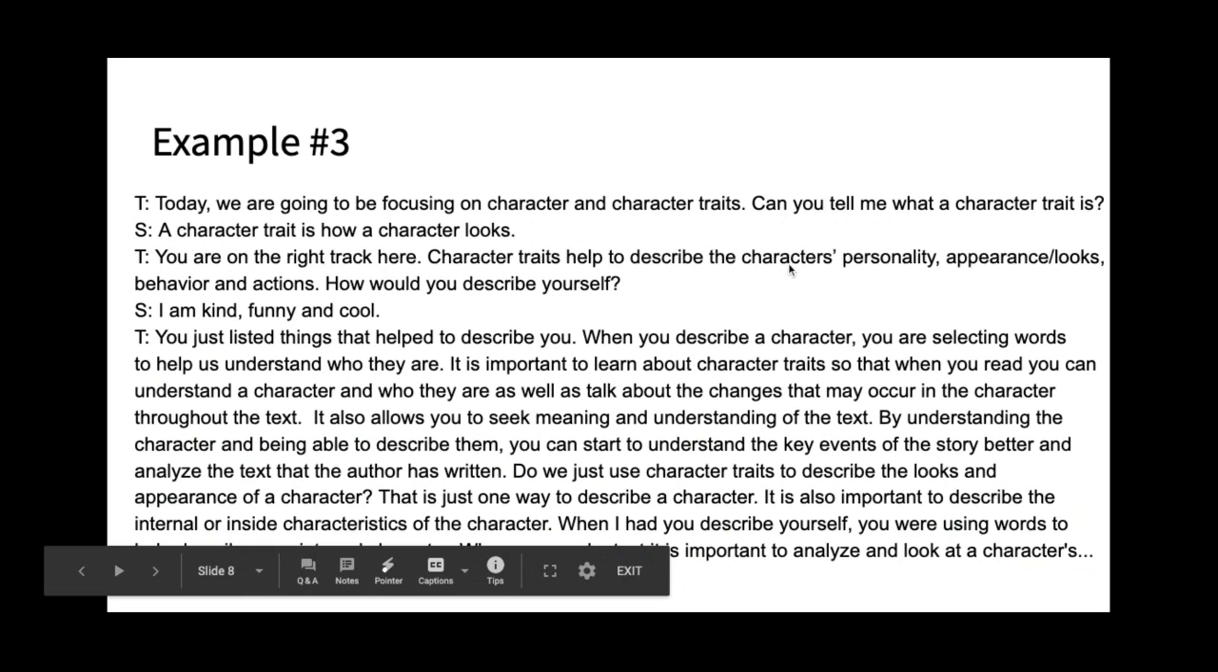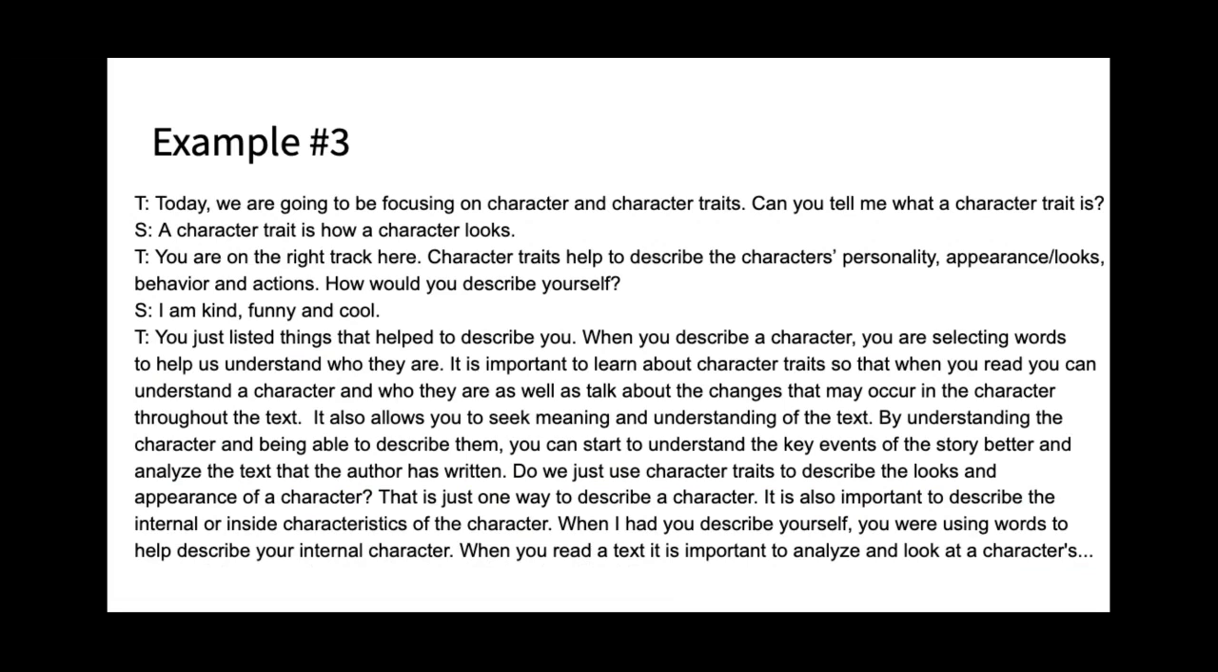And finally, let's look at example 3, where the writer of this lesson plan really combines all of these different 3 elements. It's a little longer. So on this first page, the teacher candidate says, we're going to be focusing on character and character traits. Can you tell me what a character trait is? And the student says, character trait is how a character looks. And the teacher acknowledges the student response, but also sort of gets at there might be more here. So character traits can help to describe character's personality, appearance, and looks, behaviors, and actions. And then asks how the student would describe themselves.